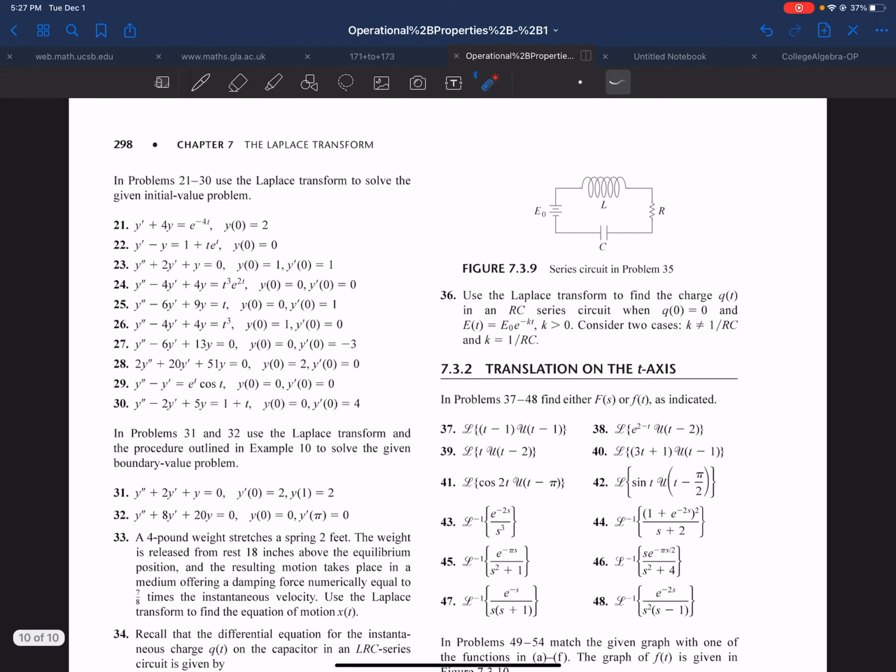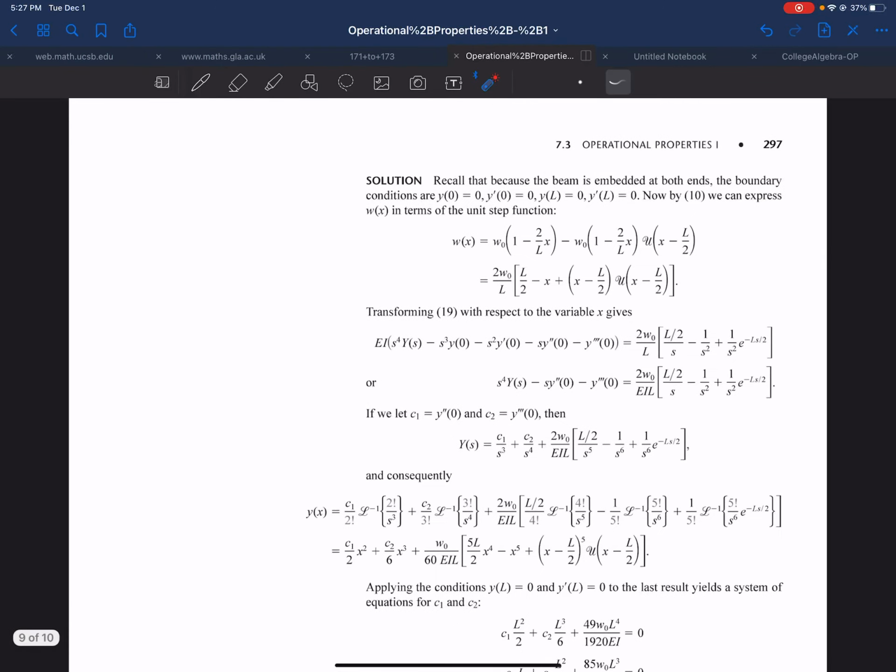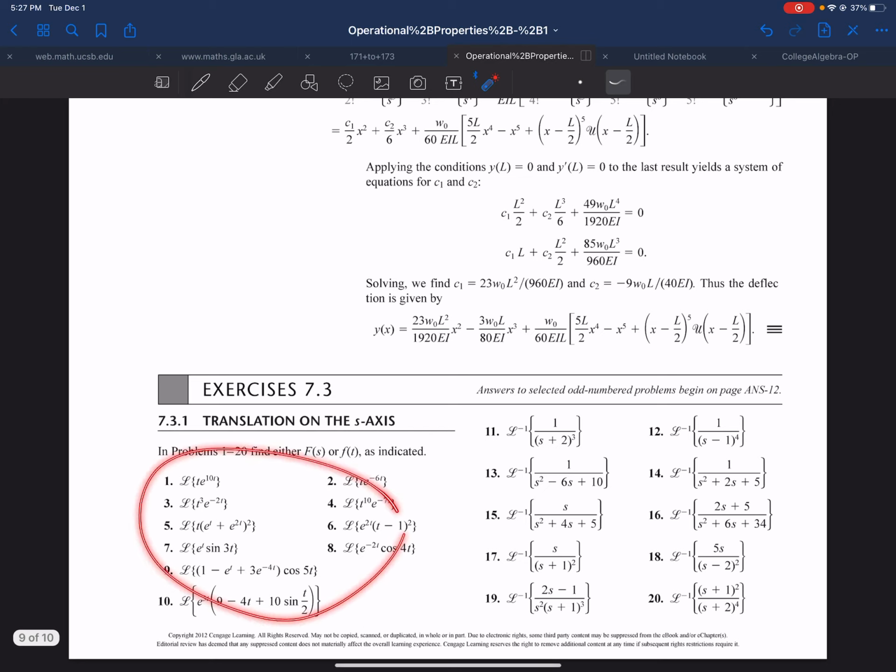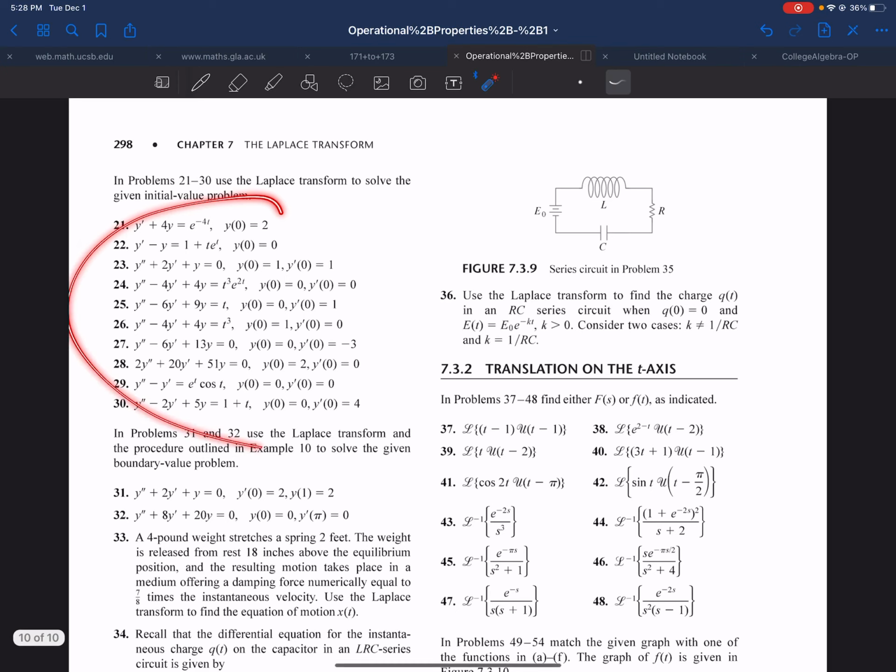I won't ask you actual word problems, but I did tell you down here, these are cool just to kind of play with. These are all Laplacing the forward way, translating on the s-axis. These are coming back the other way, but these are still, I think, translations on the s-axis because we don't have e's over in the s domain side. So it's not translation on the t-axis, it's only the s-axis. These are what I would ask you to do. So anything in here is what I would ask you about.